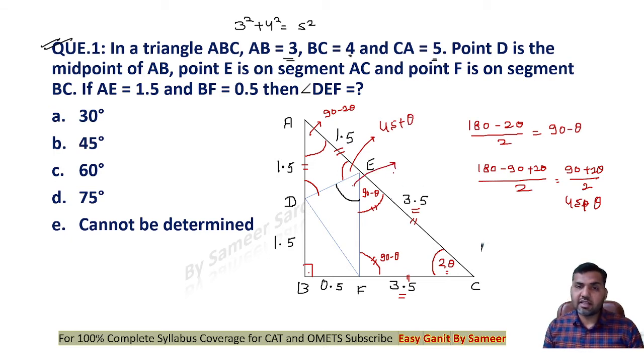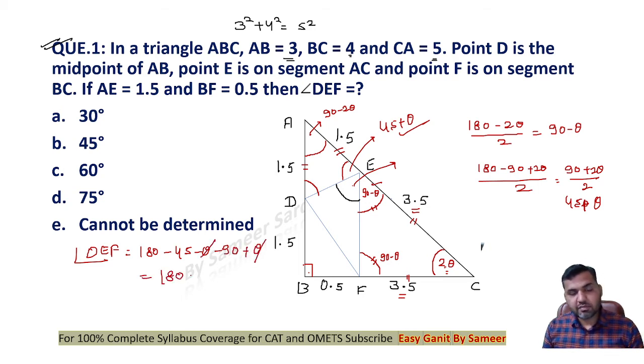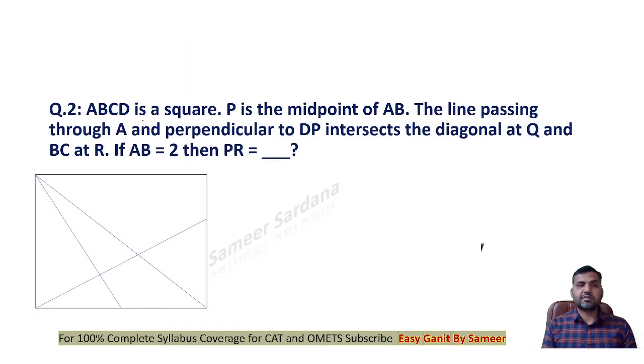Now this is the angle we are supposed to find out. You can see that the value of angle DEF would be 180 minus this angle 45 minus theta, minus this angle 90 plus theta. This gets cancelled. This is 180 minus 135. The answer will be 45 degrees, which is option B, guys. B is the correct answer to the question.